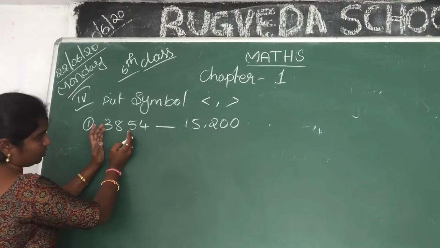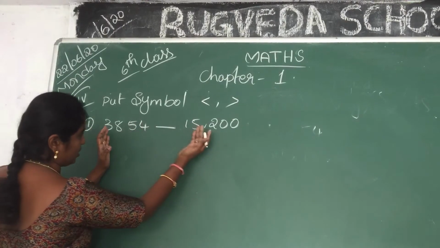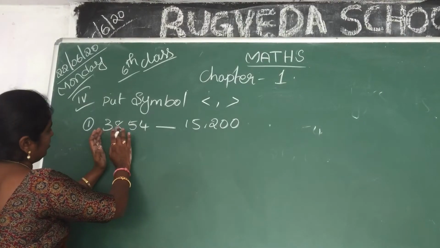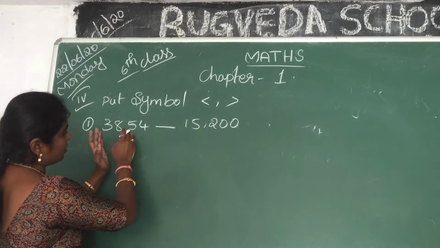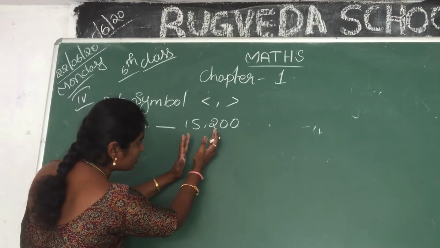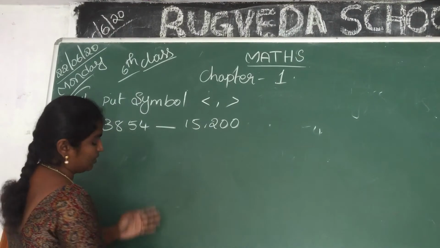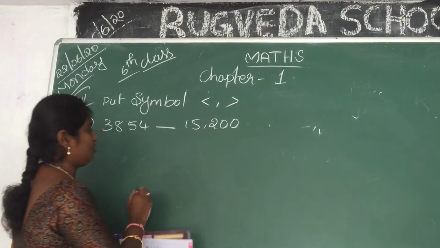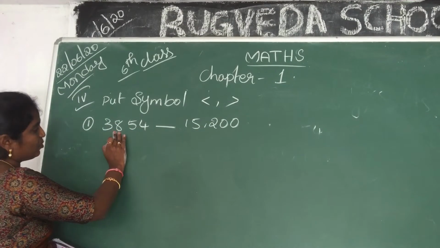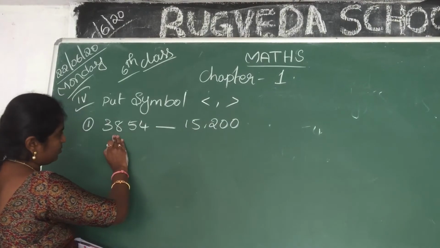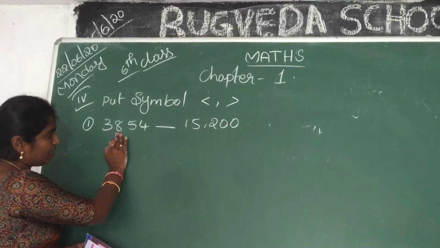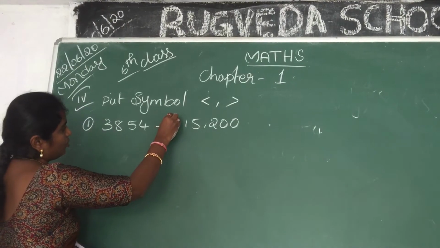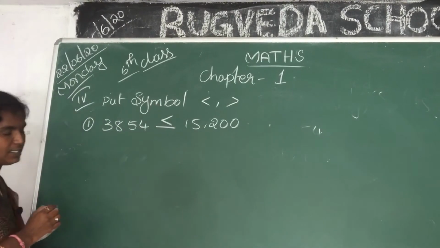First you have to check the first number. If the first number is smaller than the second number, you have to put the smaller symbol. Next, if the first number is bigger than the second number, you have to put the bigger than symbol. So first here see 3,854 and 15,200, two numbers. Which is the smaller number, or which is the bigger number? This is a 3,000, smaller than 15,000. So you have to keep the smaller than symbol.